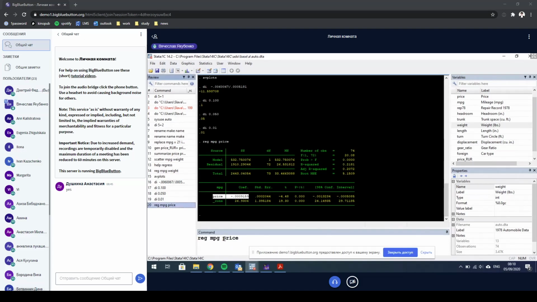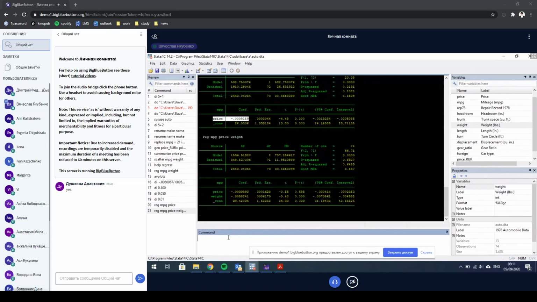But what if we just think about price and weight at the same time? It's quite easy to imagine that heavy cars are more expensive. So when we say that price affects miles per gallon negatively, maybe it's only the effect of weight, because normally expensive cars are heavy, and that's it. But once we control for weight, the effect of price is gone.